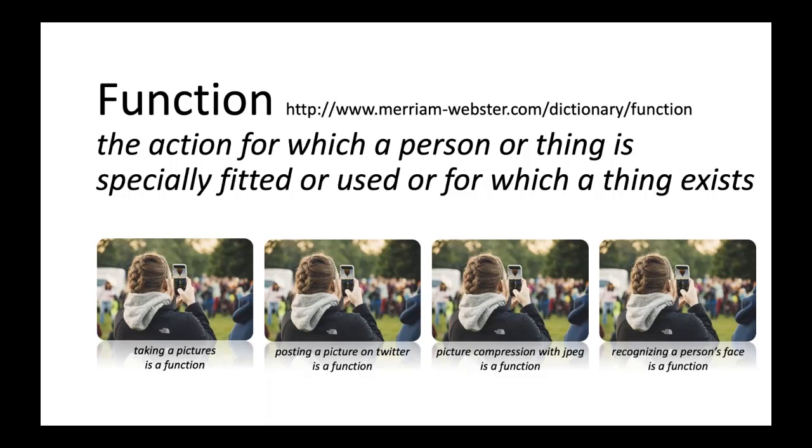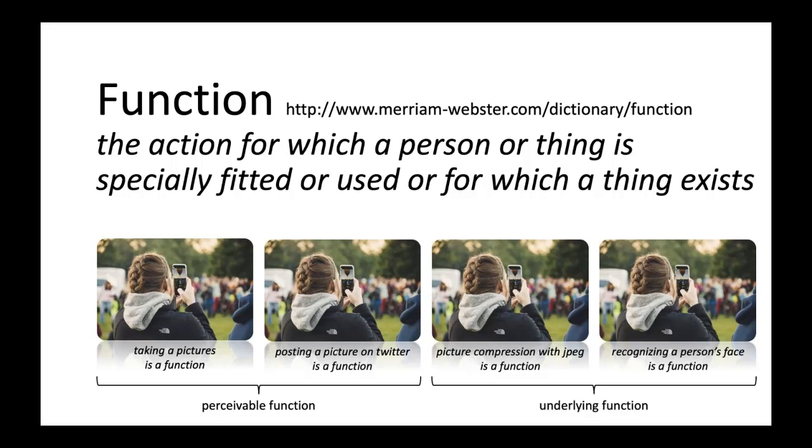And if you apply again the notion of perceivable and underlying layer, on the left-hand side, you see two perceivable functions. Taking a picture is something that the user really can perceive, and posting the picture is something the user who posts the tweet and who receives the tweet can also perceive. Whereas on the other hand, the compression is an underlying function, which means that you somehow grasp that something is happening with the picture data, but you really do not know the magic behind this. And also how the software recognizes a face is something that is quite underlying. It's not perceivable, it's not visible to the user.